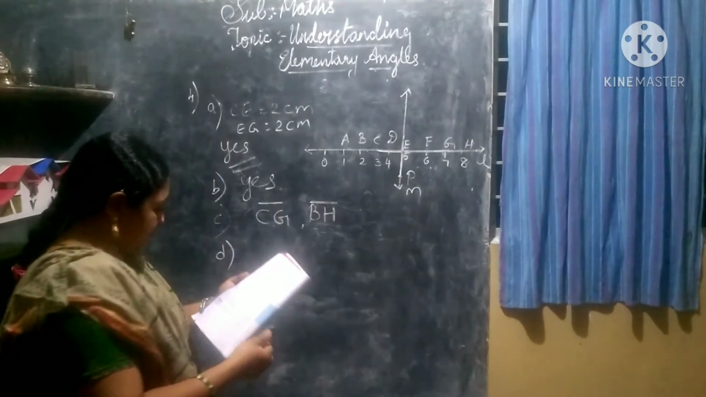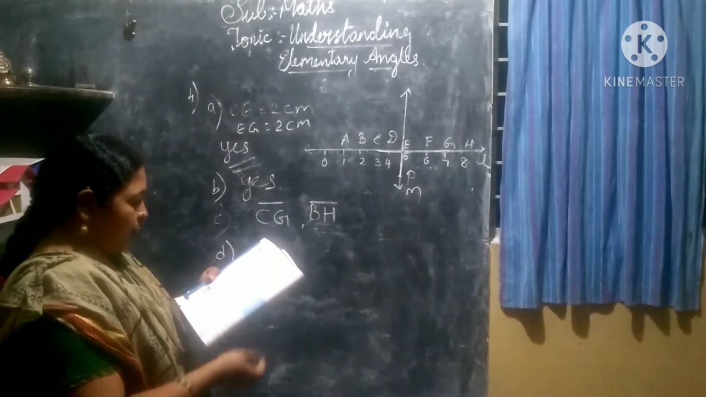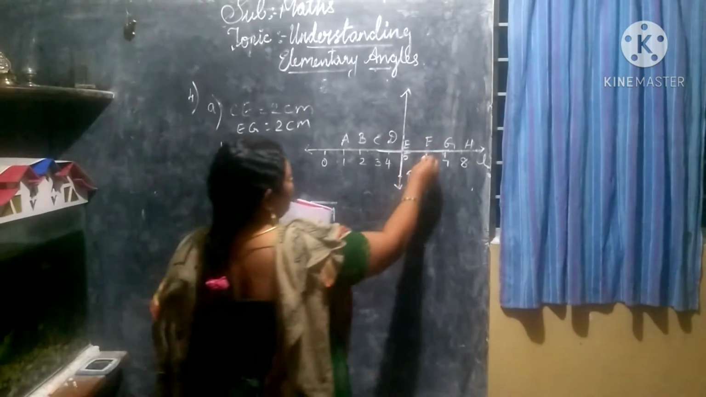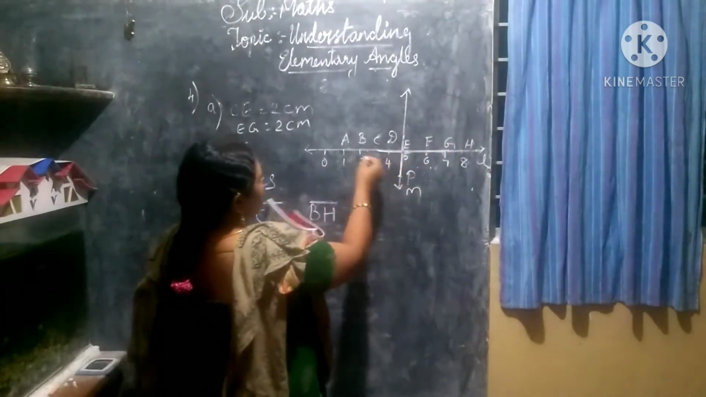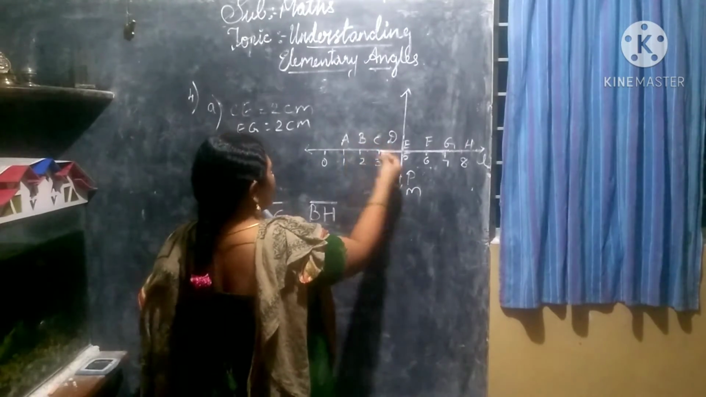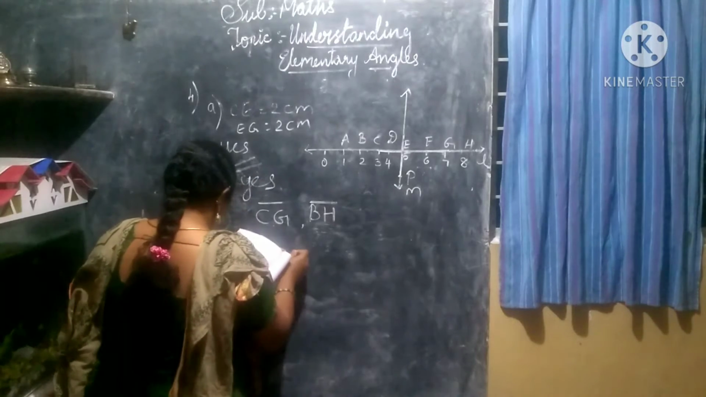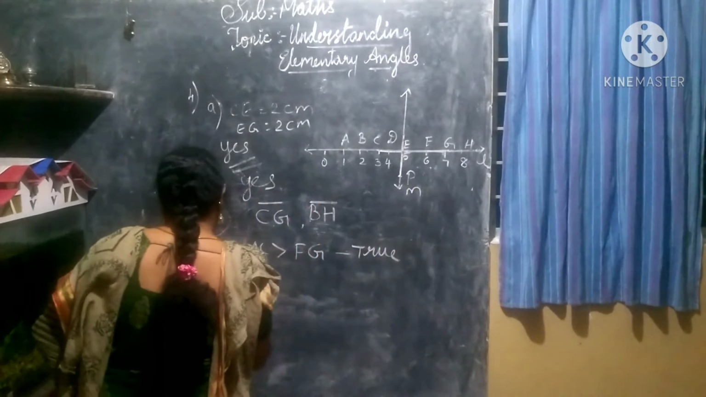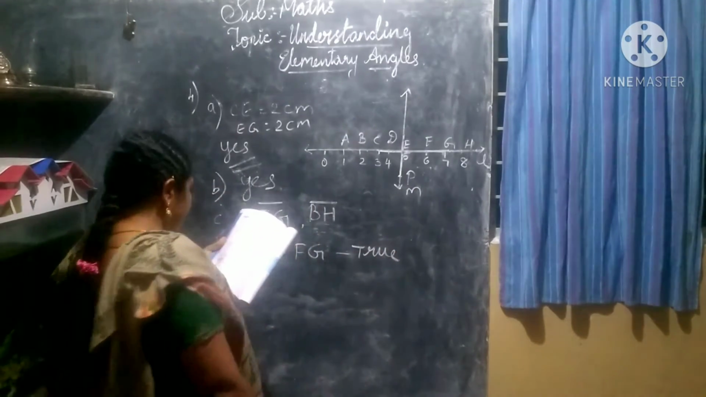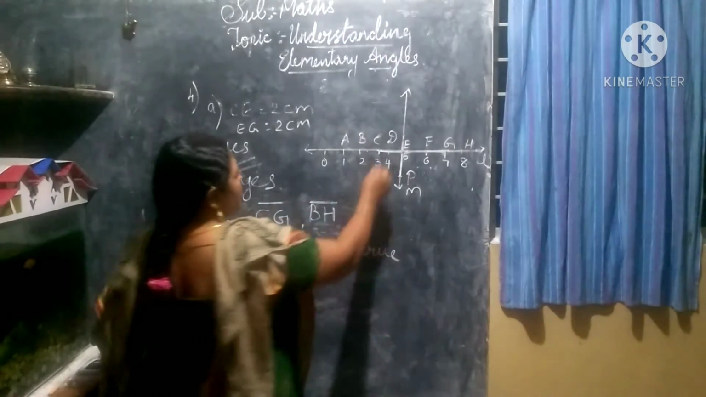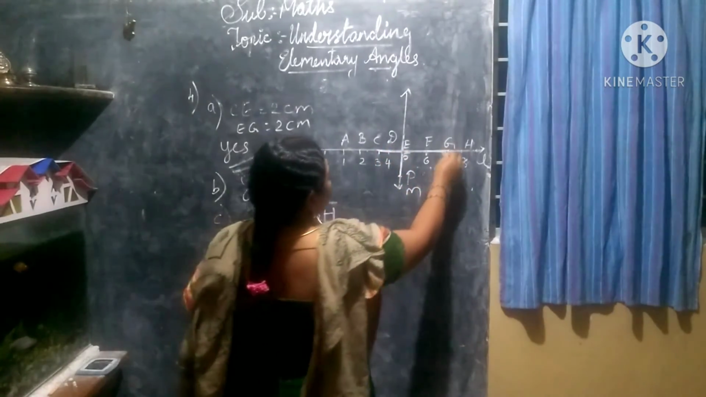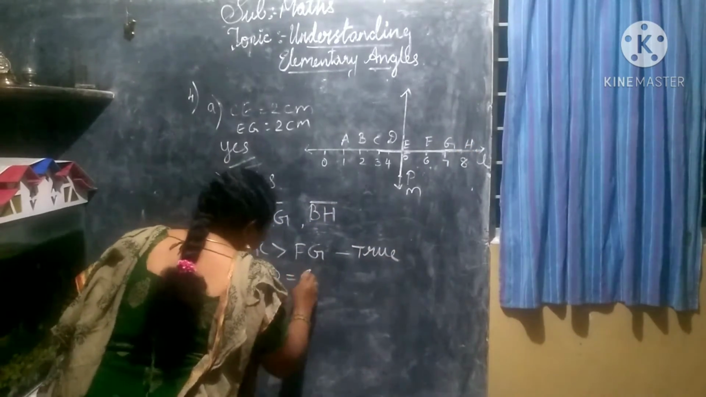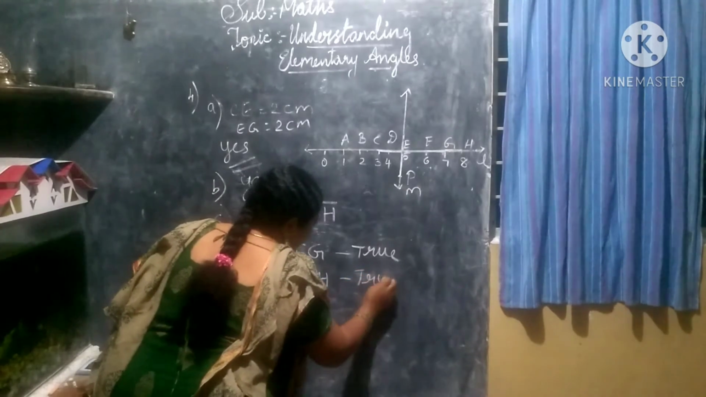Look at D. Are these true? AC is greater than FG. So where is FG? FG is 1 centimeter. AC is 2 centimeter. Therefore, AC is 2 centimeter and FG is 1 centimeter. Therefore, it is true. Second one, CD is equal to GH. CD is 1 centimeter. GH is 1 centimeter. They both are equal. CD is equal to GH. Again, it is also true.